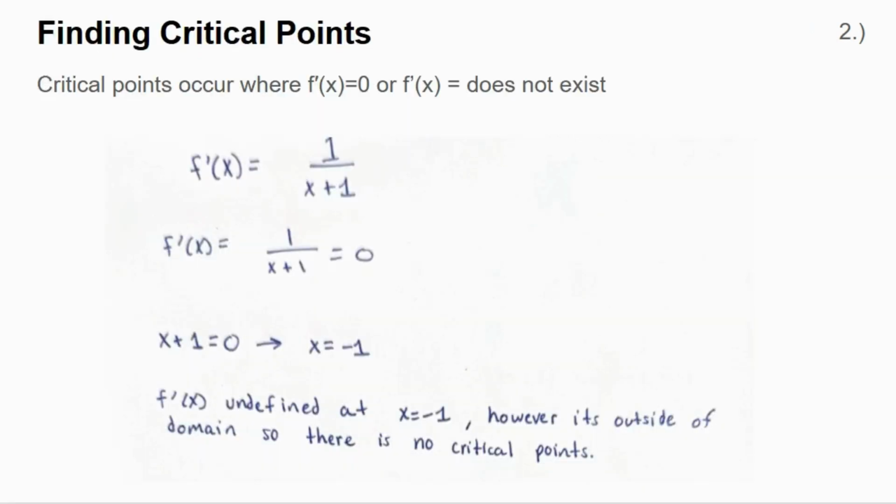The function natural log of x plus 1 has no critical points because its derivative, 1 over x plus 1, is never equal to 0. Critical points occur when the derivative is either 0 or undefined. Since 1 over x plus 1 is never 0, and it is only undefined at x equals negative 1, which is outside the domain, there are no critical points for the function.